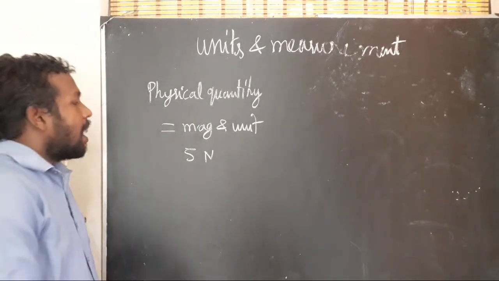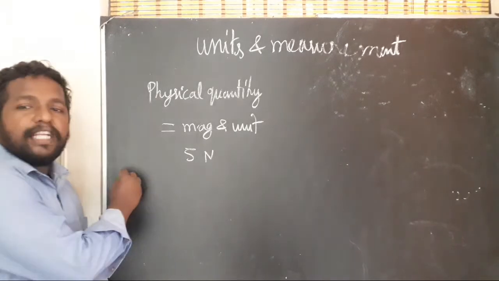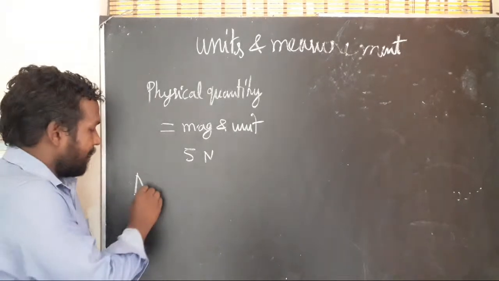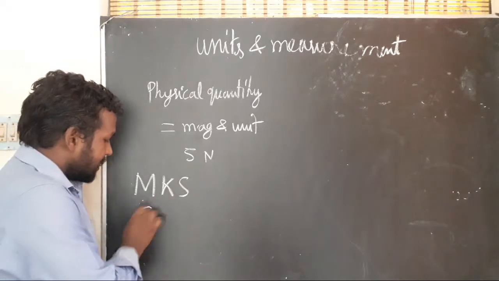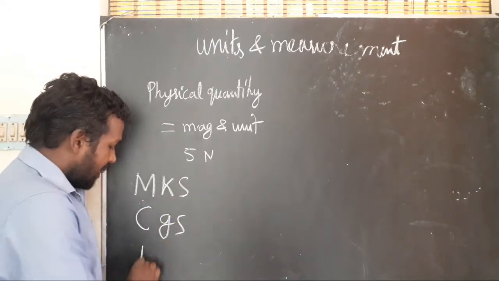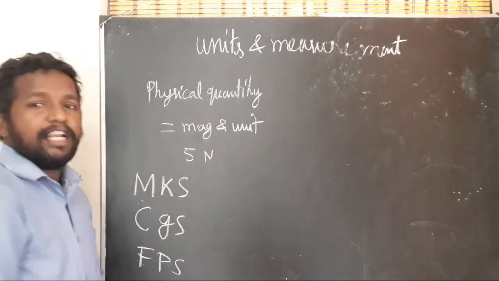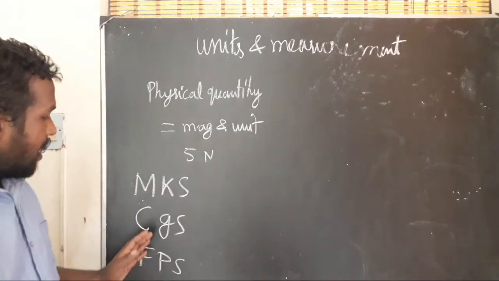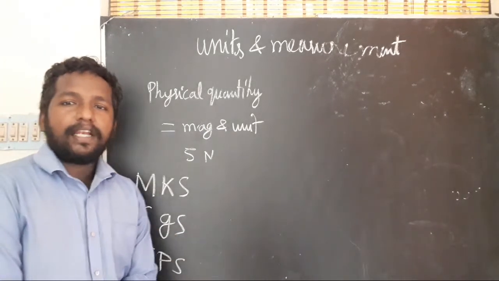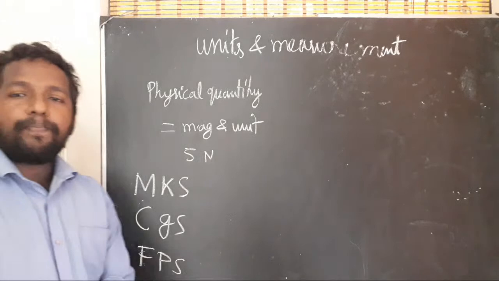Next, there are different types of units: MKS, CGS and FPS. We have 3 different units. MKS is meter kilogram second, CGS is centimeter gram second, and FPS is foot pound second.